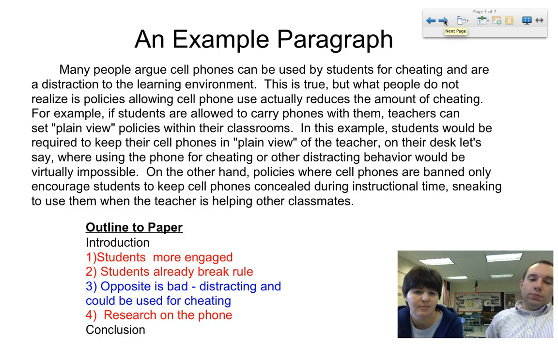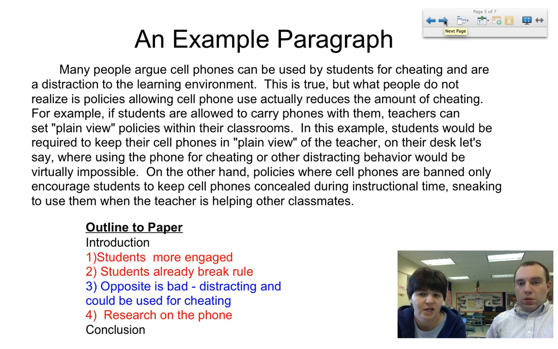And here's an example of my paragraph that shows the opposite point of view. Many students argue cell phones can be used by students for cheating and are a distraction to the learning environment. That is true, but what people do not realize is policies allowing for cell phone use actually reduce the amount of cheating. For example, if students are allowed to carry phones with them, teachers can set plain view policies within their classrooms. Remember we learned about plain view with the Fourth Amendment? I had to bring that in.